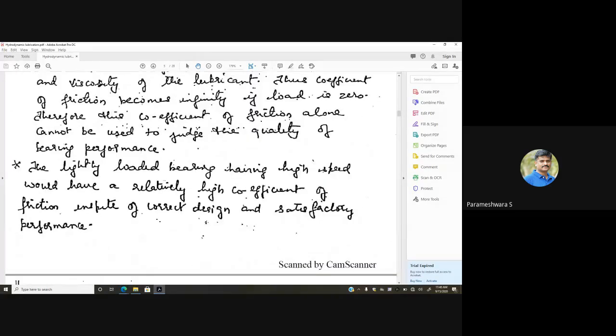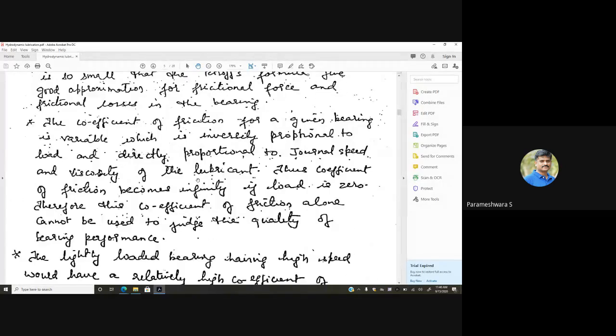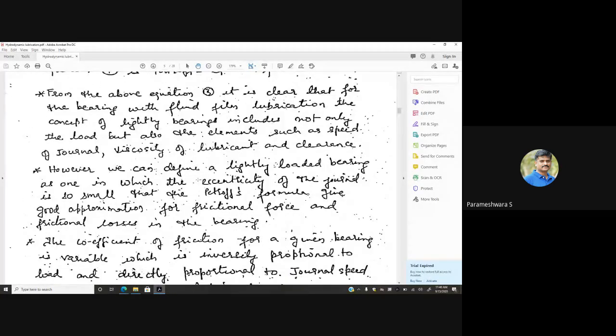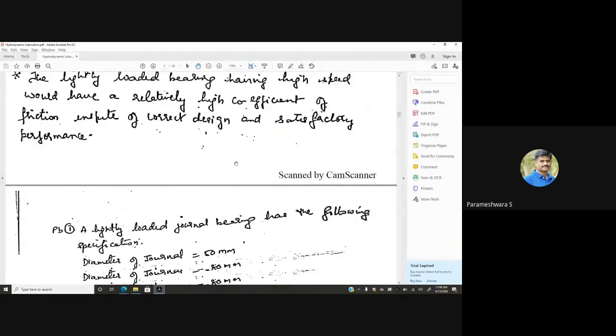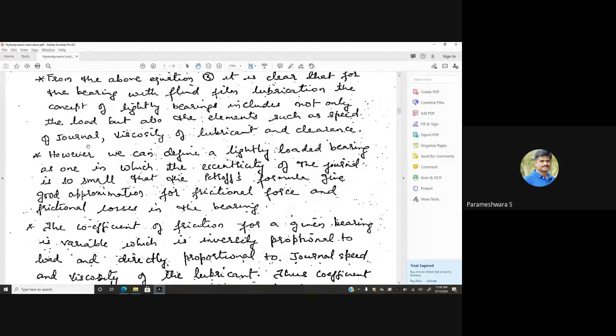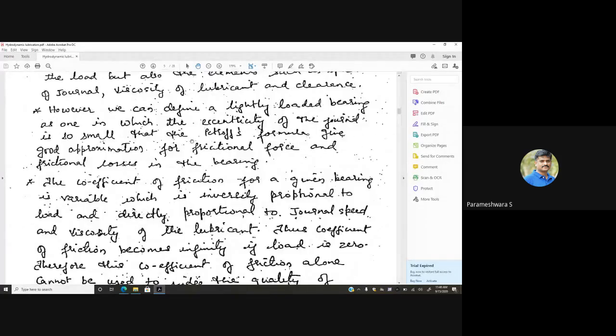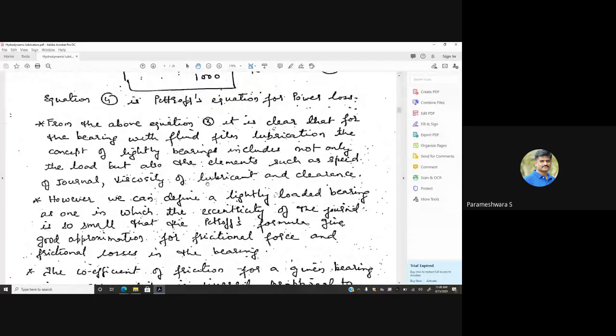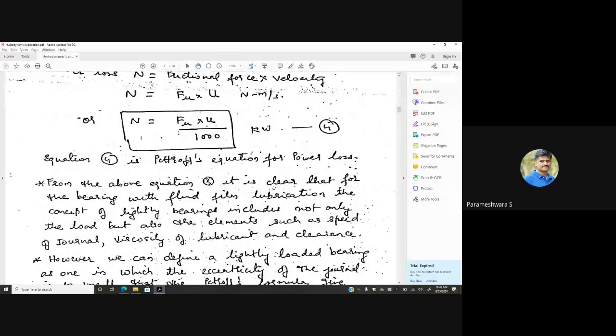And a lightly loaded bearing having a high speed would have a relatively high coefficient of friction in spite of correct design and satisfactory performance. So these are all the comments on the derived equations. After the derivation, you can show two, three, four comments on the derived formula, which give more meaning to the derived formulas.